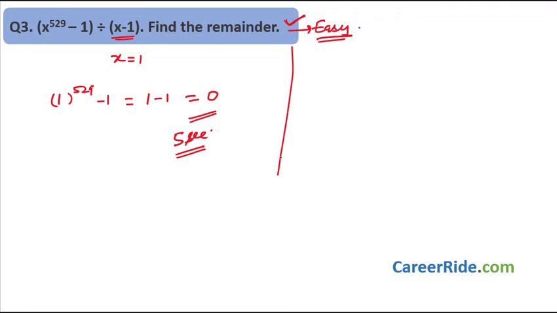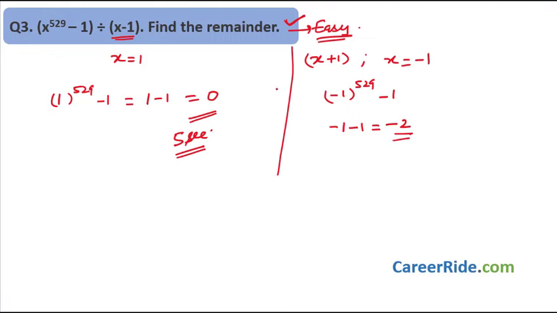But now see, if rather than x minus 1, the divisor given to you was x plus 1, then what would happen? In that case, x is equal to minus 1 would be the value you will have to place in the polynomial, right? So minus 1 to the power 529 minus 1. Now it is an odd power of minus 1, so this is going to give me minus 1. Minus 1 minus 1, the answer is going to be minus 2 in this case.